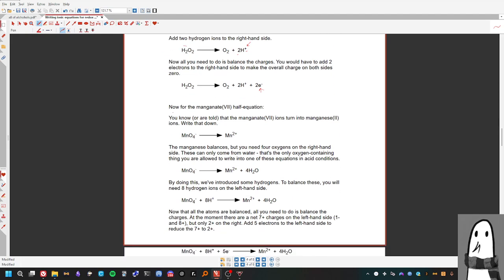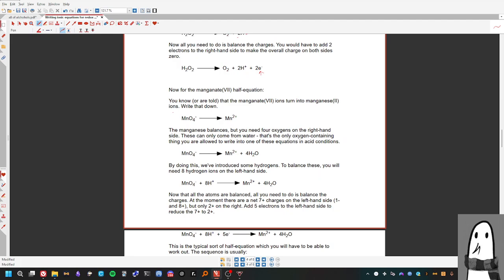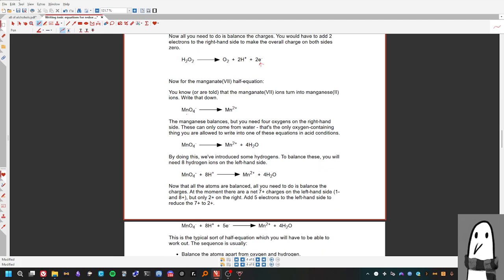Now for the manganate half equation, we're told that it turns from manganese 7 to manganese 2. So we can write that as MnO4 minus to Mn2 plus. That's what it's going to be looking like. Because you have manganate, which has O, and you have manganese, which is itself, and 2 plus is just 2 plus. And O4 minus, this is something I don't know. I'm pretty sure they would just tell you it, but anyways, that's a problem for another day.